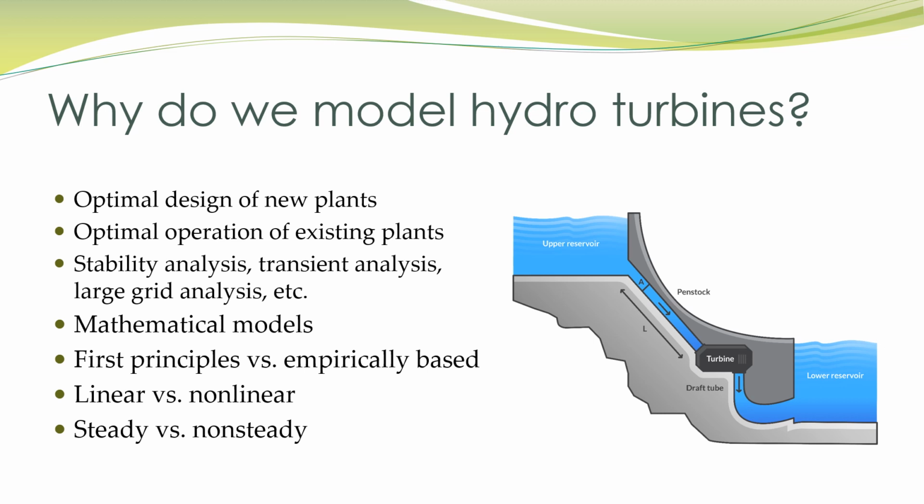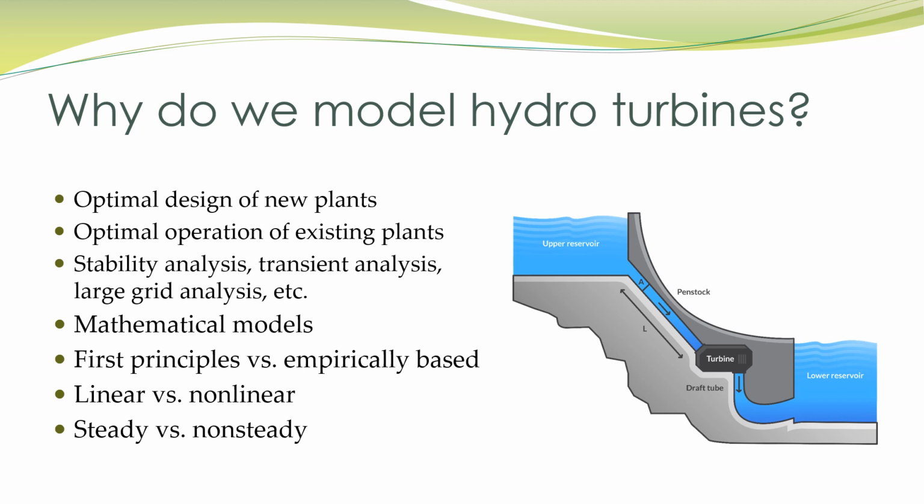First of all, why do we have to model hydroturbines? We need to have good and accurate models in order to ensure optimal design of new plants, but also optimal operation of existing plants. We can use models to predict behavior and perform analysis, and that can include stability analysis of the turbine and its governor, or transient analysis of the turbine and the waterways, but also logic grid analysis of the entire electrical grid.